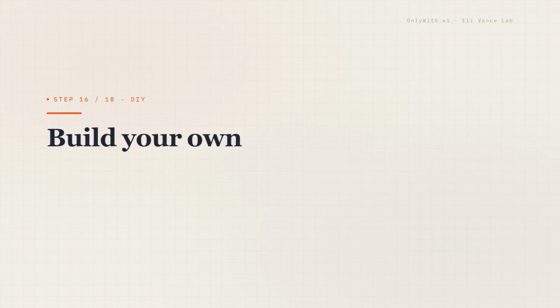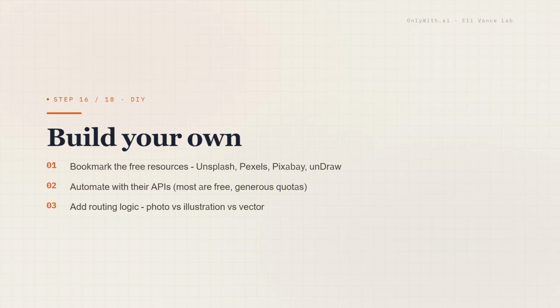Want to build your own version? Start with the free resources. Just bookmark Unsplash, Pexels, Pixabay, and Undraw. That alone covers 90% of needs. Optionally, automate with their APIs. Then add the routing logic that picks which site fits which query type.